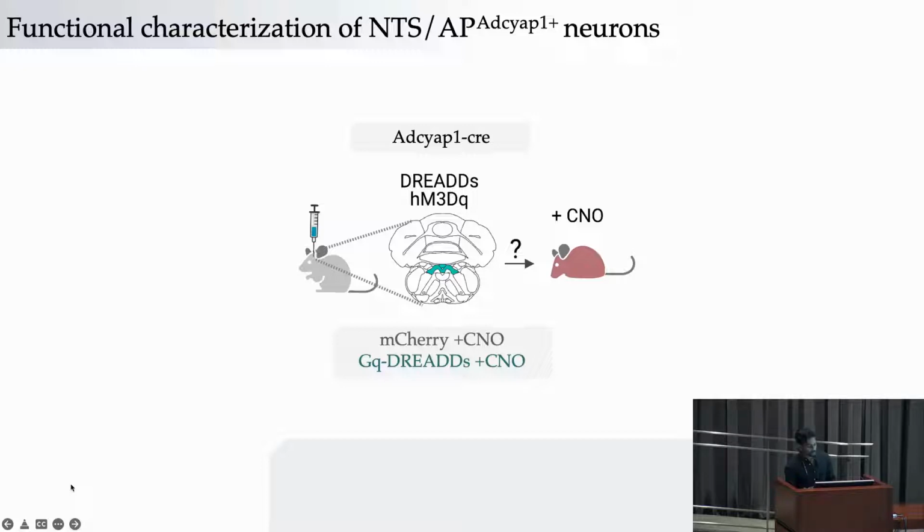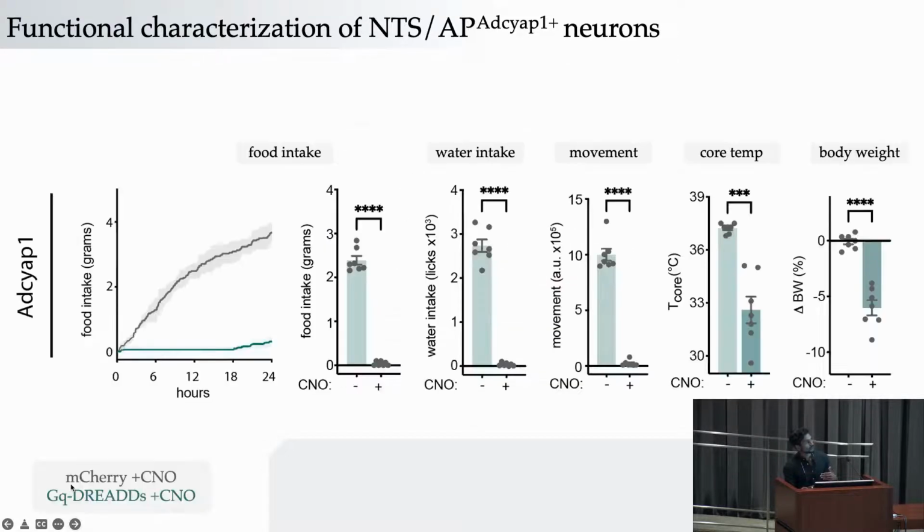And when we did that, what we found is that remarkably, just activating this one population of neurons in the brainstem is able to induce really potent changes in food intake, water intake, movement, as well as thermic changes and body weight changes that have the same features that we see from LPS, which is a really strong magnitude of response, as well as a long duration of the response itself.